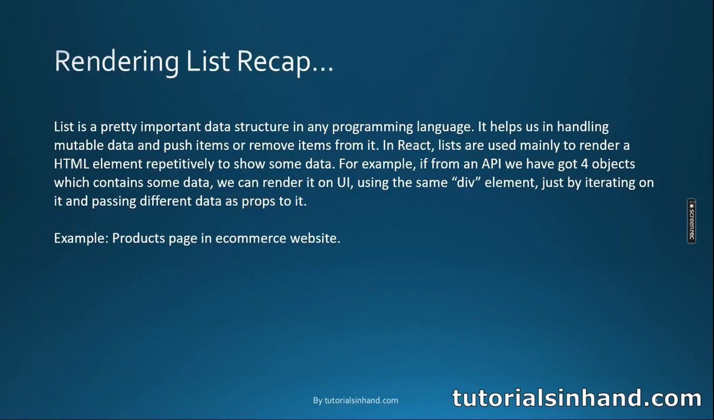So let's recap what is a list in React and how rendering list is important. List is a pretty important data structure in any programming language. It helps us in handling mutable data and push items or remove items from it. In React, lists are used mainly to render a HTML element repetitively to show some data. For example, if from an API we have got 4 objects which contain some data, we can render it on UI using the same div element just by iterating on it and passing different data as props to it. Example, a products page in e-commerce website.